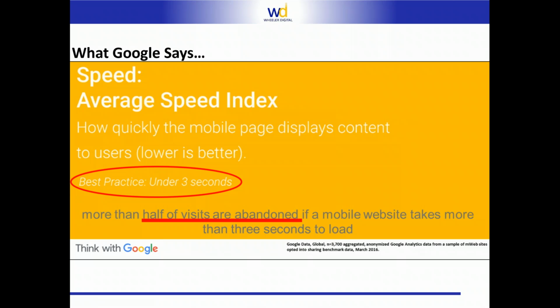In this case, what the report tells us is that the best practice for a mobile load time is under 3 seconds, because more than half of visits are abandoned if a mobile website takes more than 3 seconds to load. So 3 seconds is that perfect spot that Google wants you to be at. This is a good free report, thinkwithgoogle.com, that you can go to right now and figure out how quickly your mobile website is loading, which will help you, again, fill that prominence bucket, that third bucket in the algorithm that Google is using to rank your business on Google.